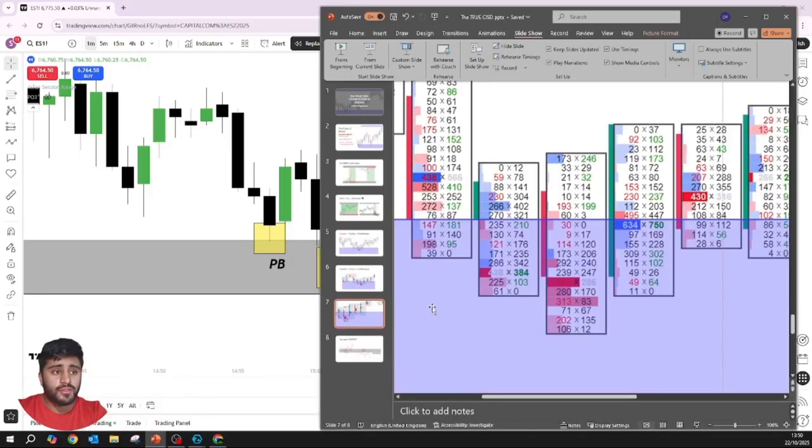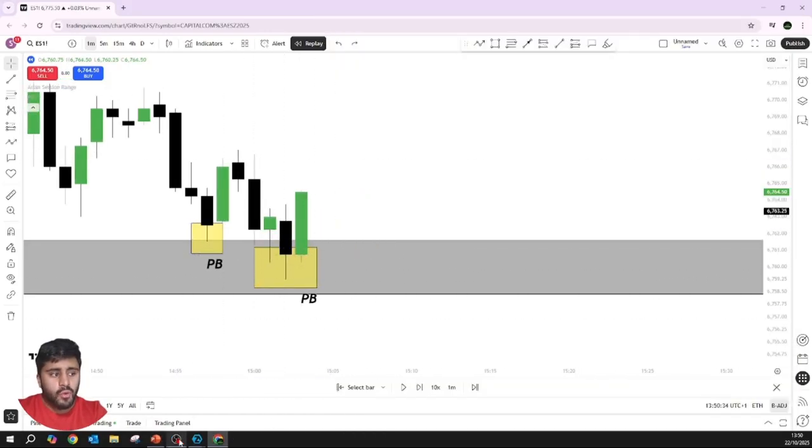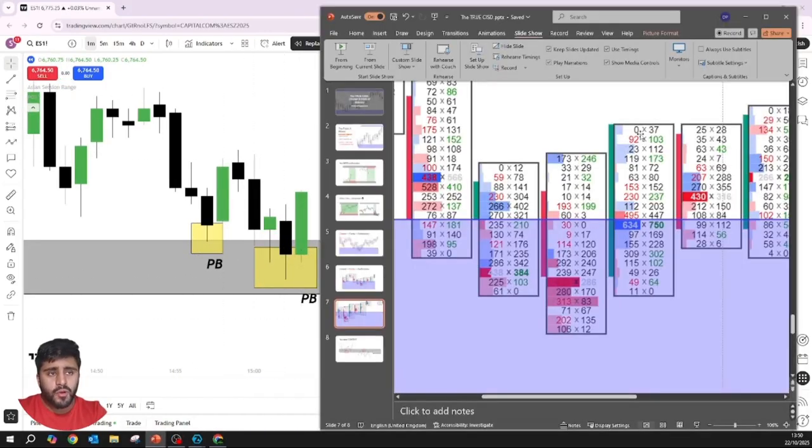Absorption is what you saw over here. So in this case, we had all these sellers, right? Just over here where these second yellow boxes are, we had all these sellers, but we broke above the zone once.